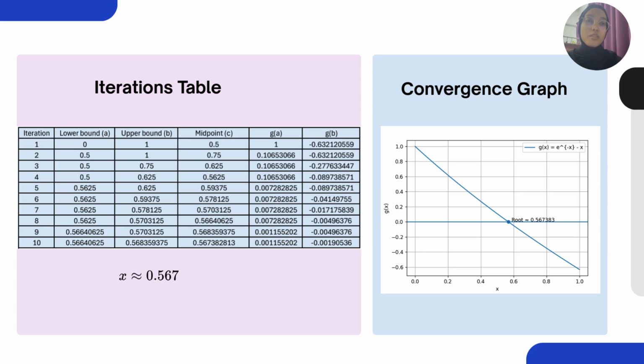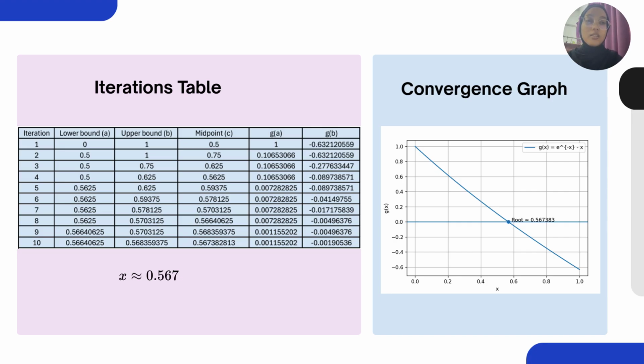From the iteration table, we can see how the lower bound, upper bound, and midpoint values gradually converge toward a single value. The function value also approaches 0 as the number of iterations increases. After several iterations, the approximate root is found to be 0.567.